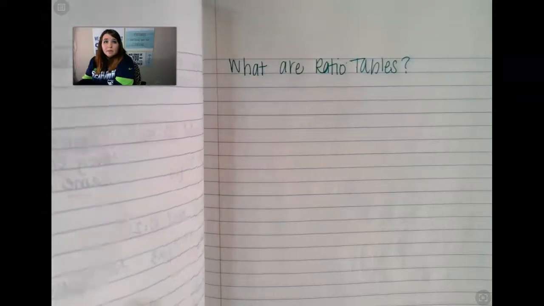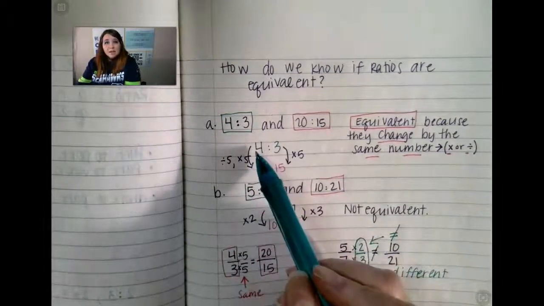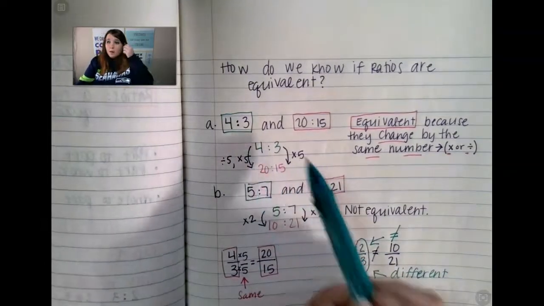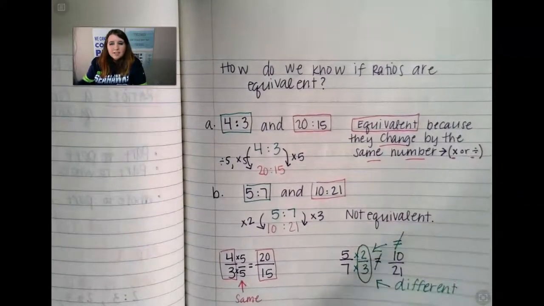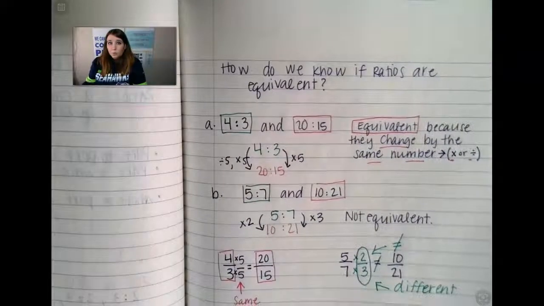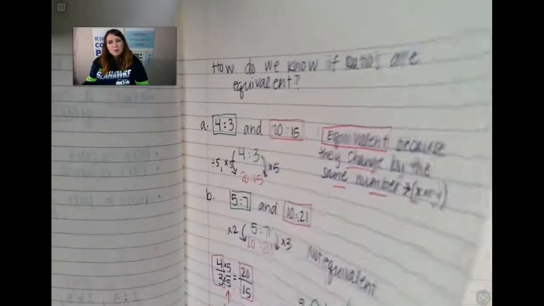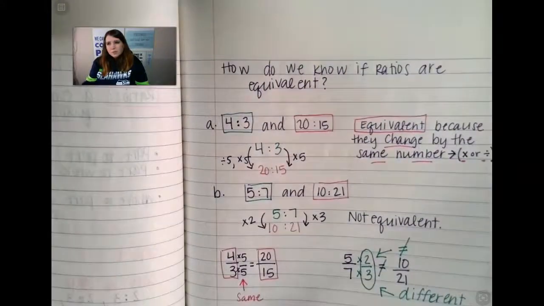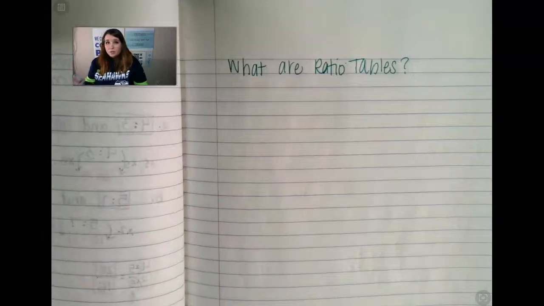So we looked at making ratios equivalent by making sure that they have the same multiplier, or we call this a multiplicative relationship. Woo, try saying that 5 times fast. We're going to learn a little bit more about multiplicative relationships today, and we're going to be looking at ratio tables.